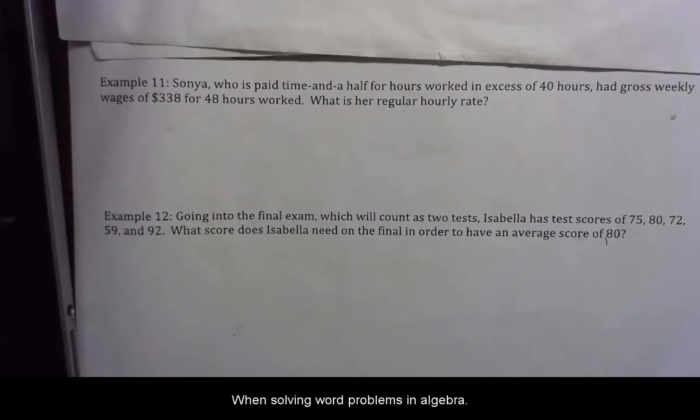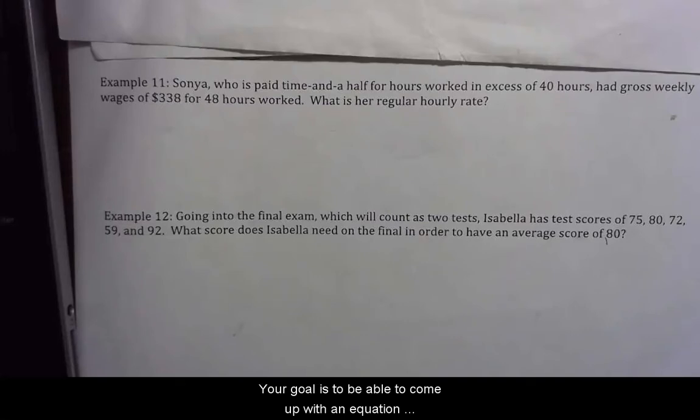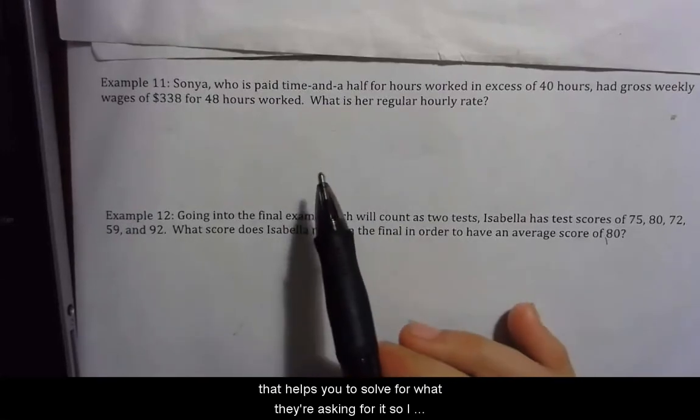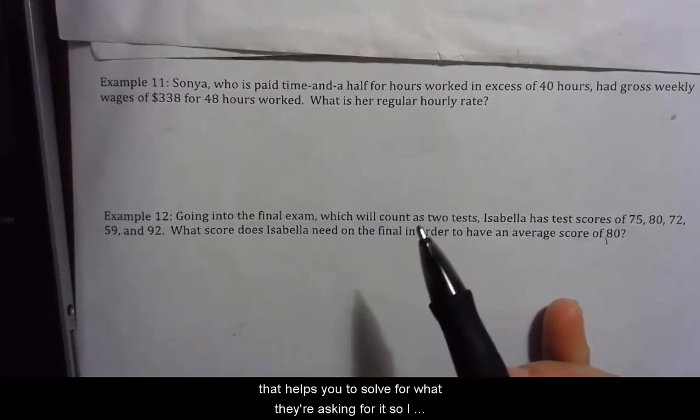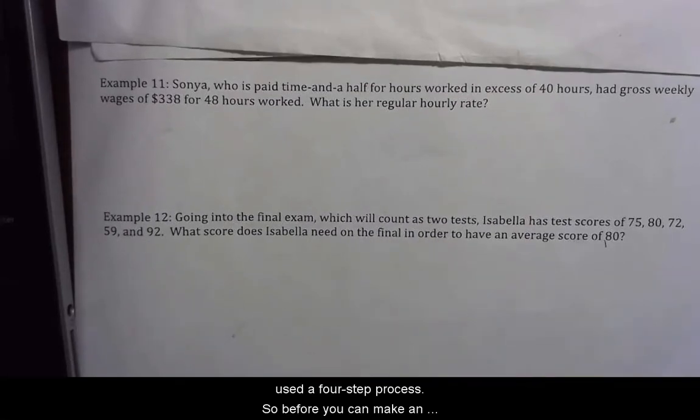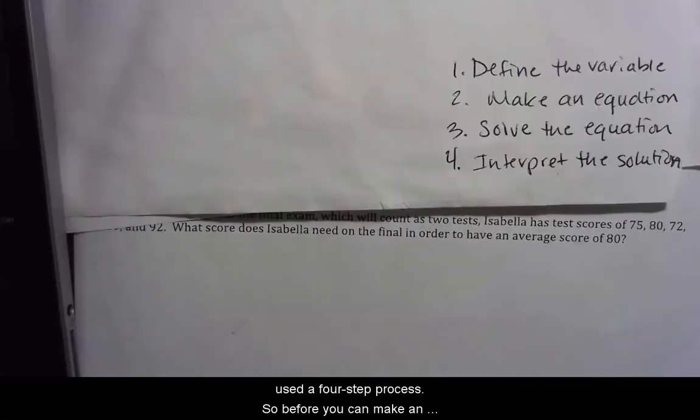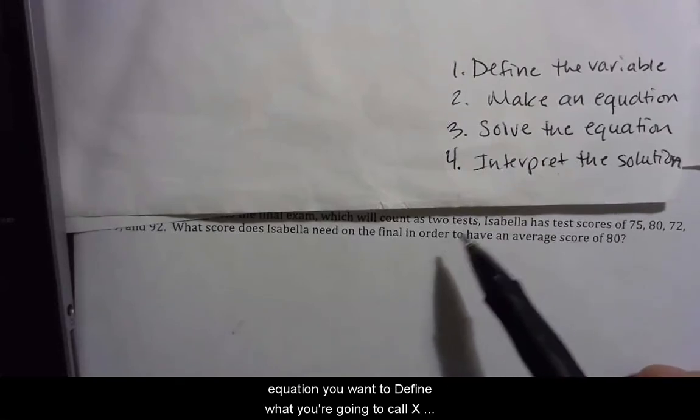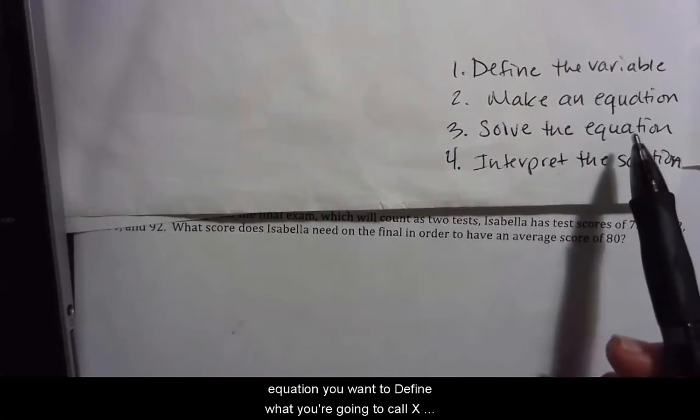When solving word problems in algebra, your goal is to be able to come up with an equation that helps you to solve for what they're asking for. So I use a 4-step process. Before you can make an equation, you want to define what you're going to call x. Then you make the equation.